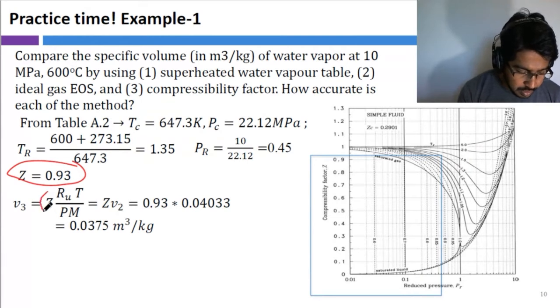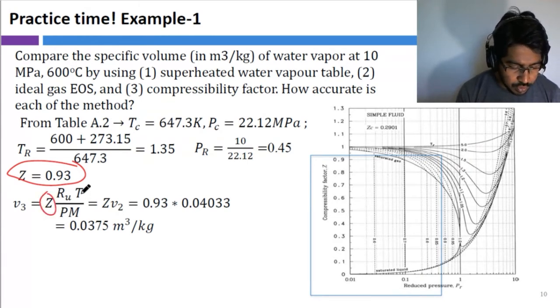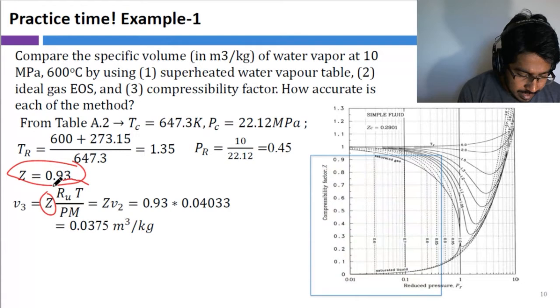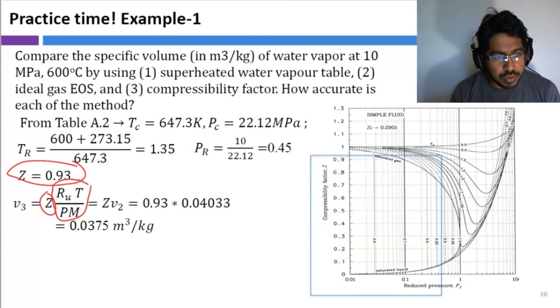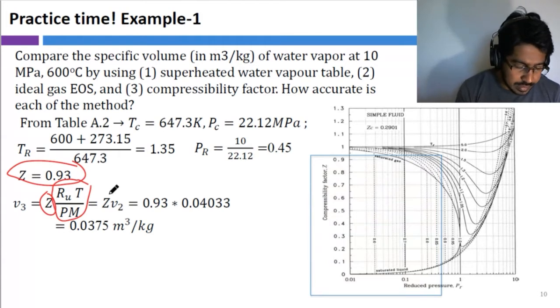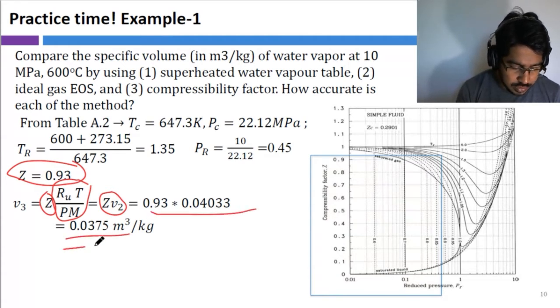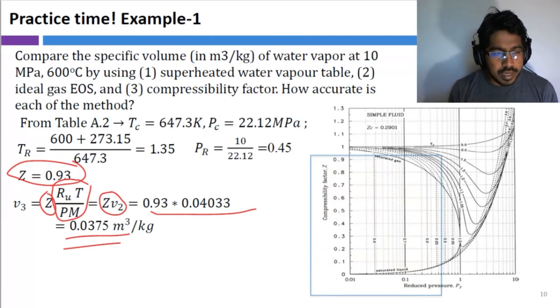So we can say that V3 is equal to Z R_u T over P M. M is the molecular mass, P is the pressure, right? And this portion we already calculated, because R_u T over P M is essentially V2, right? So basically we can say that this is equal to Z V2, and we plug in the numbers and we get this result, right? Anybody having issues with how we calculated V3, or are we all good? Is it very clear?